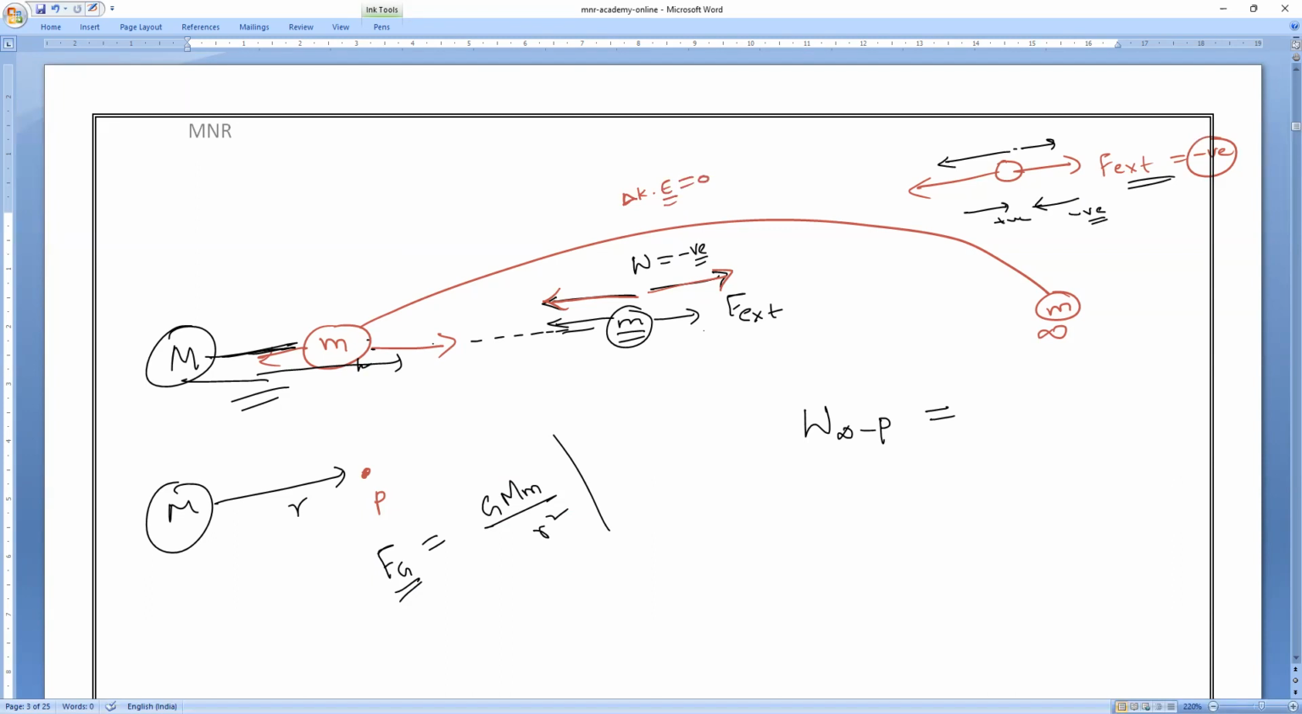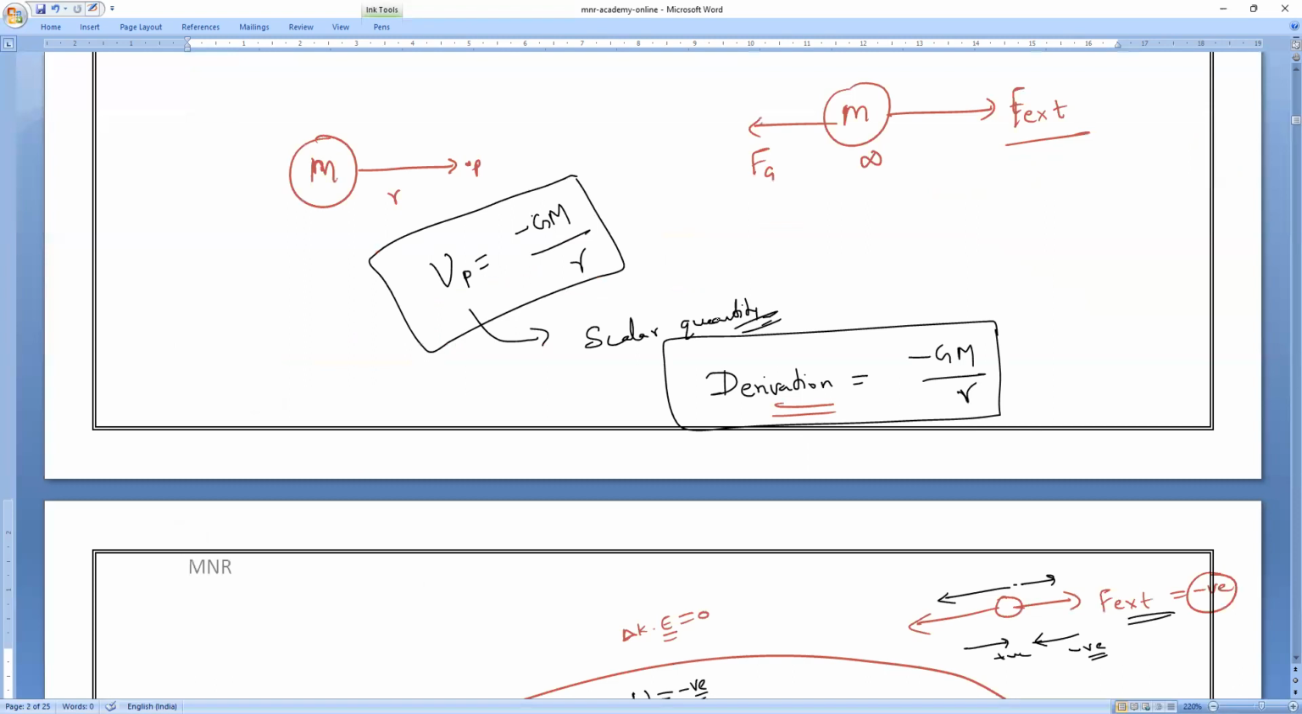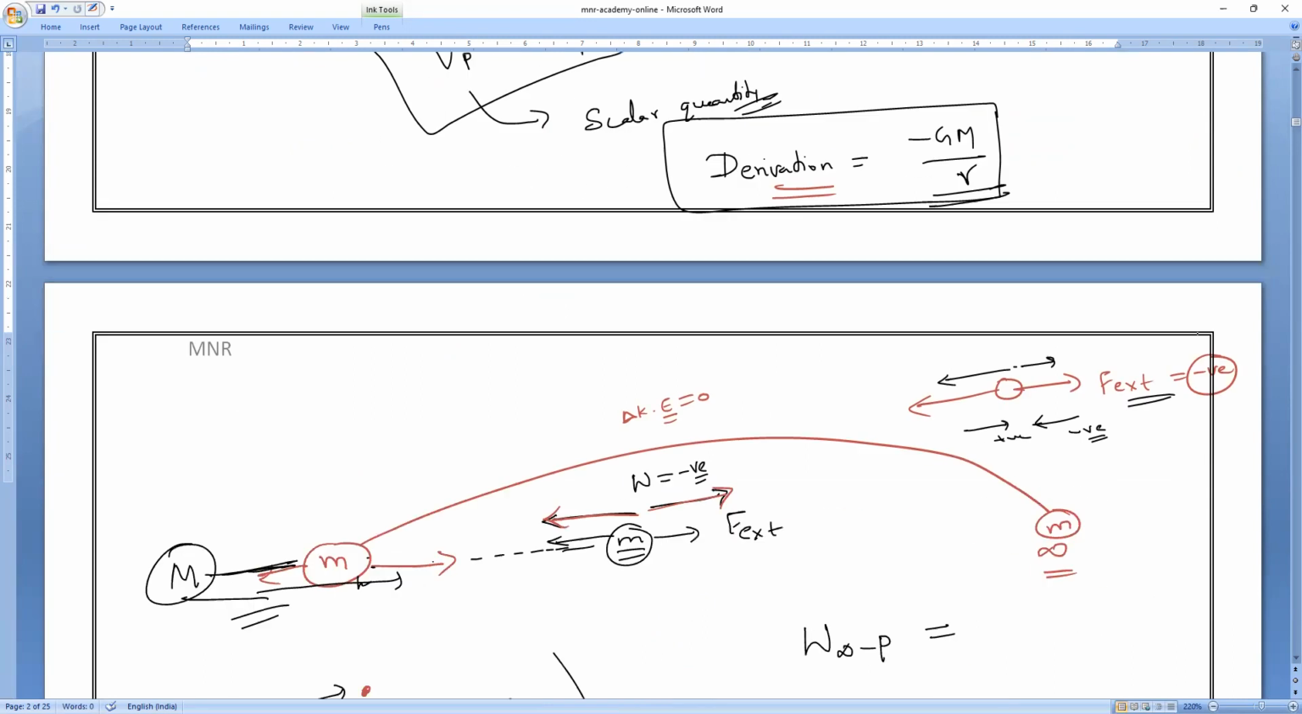So, work done to transfer a charge from infinity to a particular point P. What should you always consider? Please respond. Let us verify the formula. What is the formula? We got it: change in kinetic energy is 0. So the derivation gives minus GM divided by R. So let us start now.